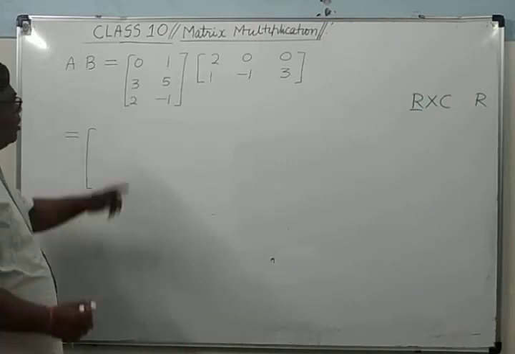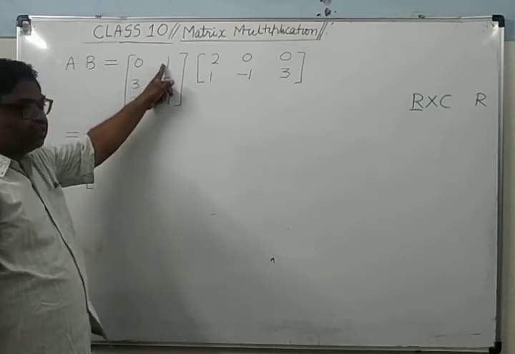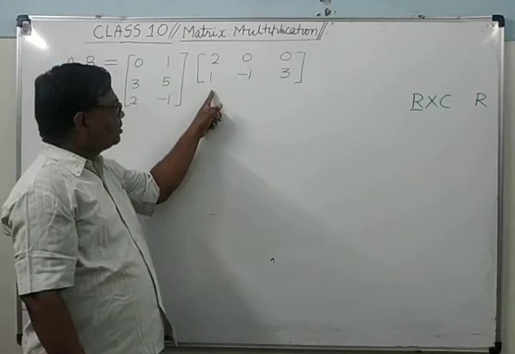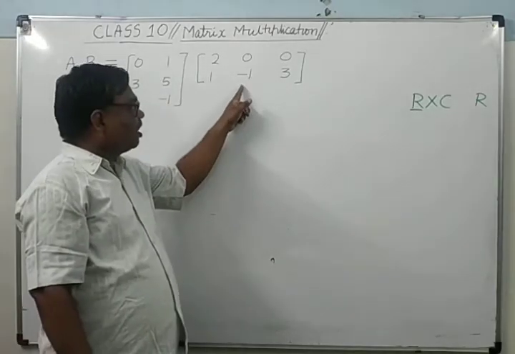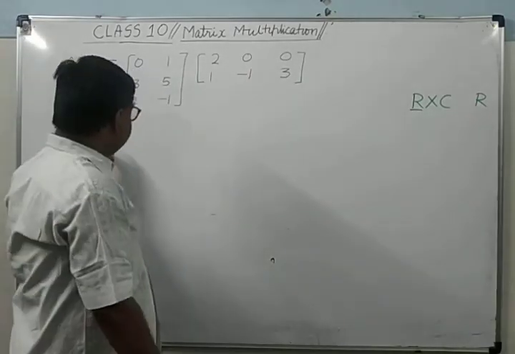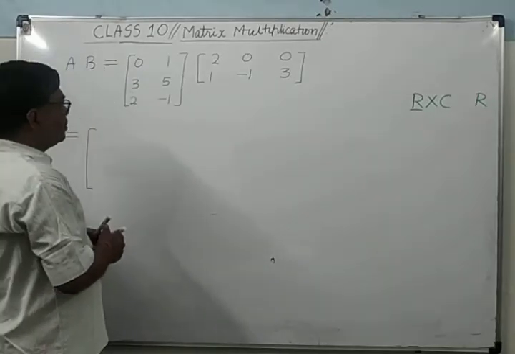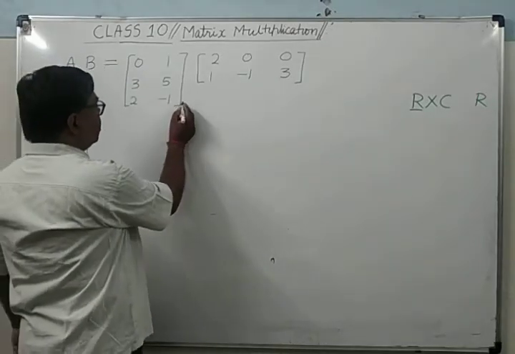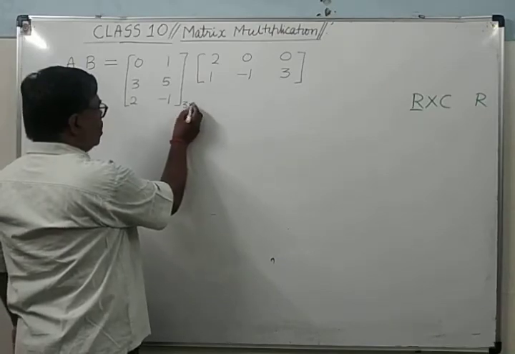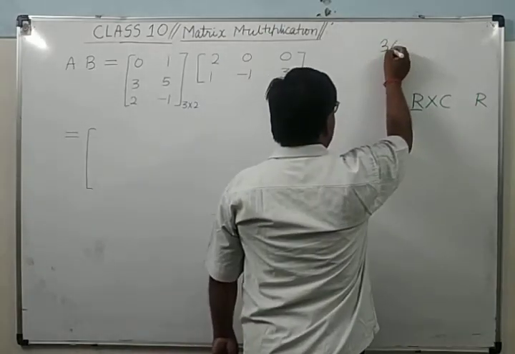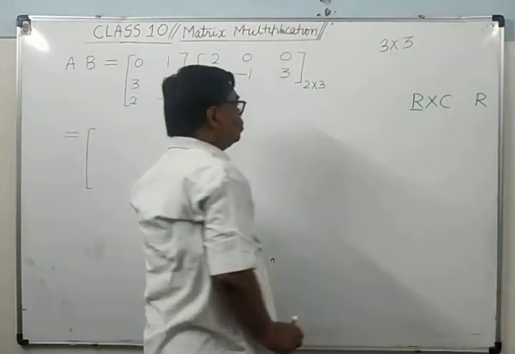So here first row is this. What will happen? This row will first multiply with this column, then with this column, and then with this column, and written in what form? In the row form. What will be the order of the result matrix? You can see here. This is of order 3 cross 2, and this is 2 cross 3. Therefore, the order of the result matrix will be 3 cross 3. 3 rows and 3 columns.